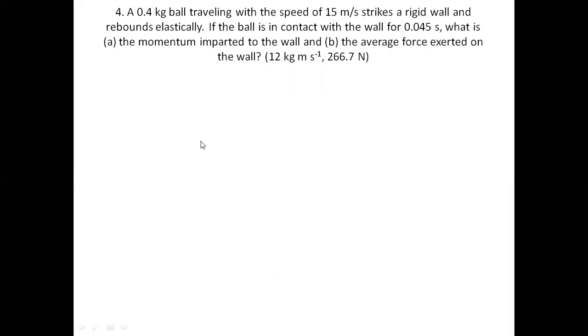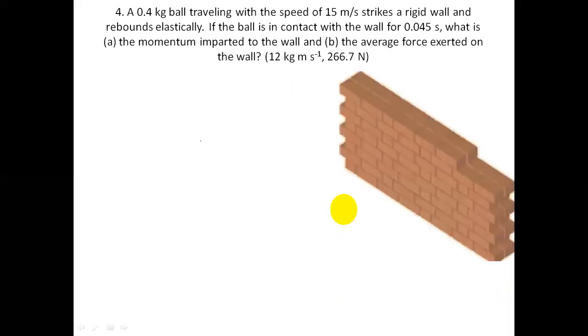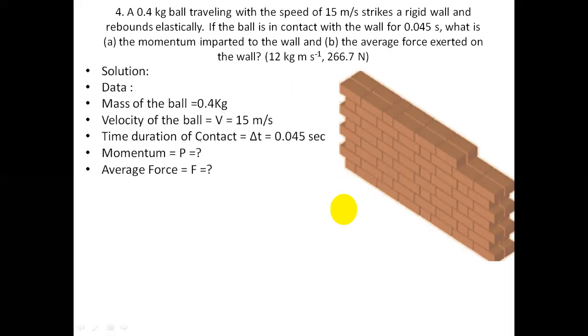First of all, let us imagine that we are talking about a wall and a ball. The ball goes and hits the wall and comes back. Now in this case we have the data. The mass of the ball is 0.4 kilograms. It is traveling with a velocity of 15 meters per second. The time duration of contact is 0.045 seconds. We have to calculate two things: the momentum and the average force as well.